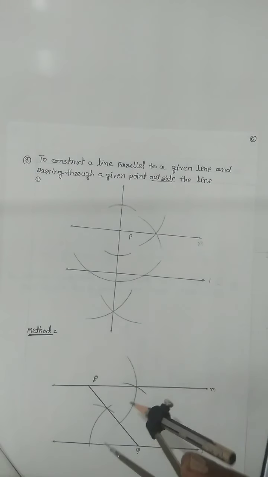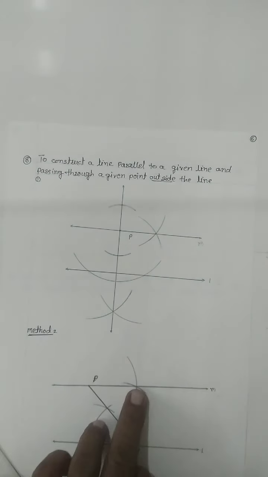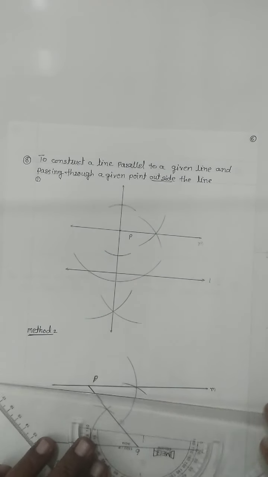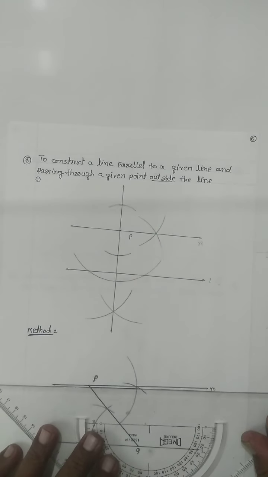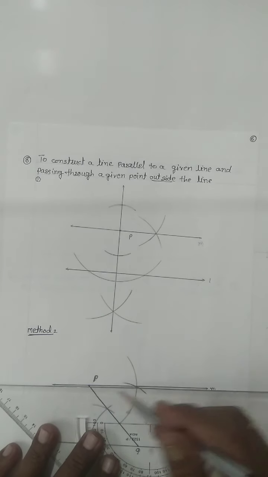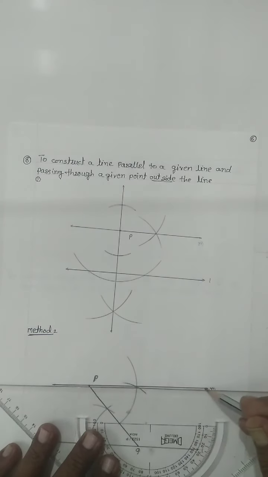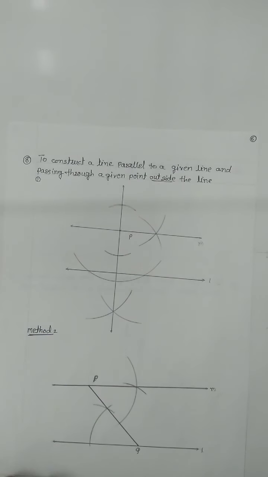Now this previous arc and this arc intersect here, so we can draw the line which is passing through P and passing through the intersection of these 2 arcs. In this way we draw the line M parallel to the line L. In this way we can draw the parallel line to the given line from the outside of the point.